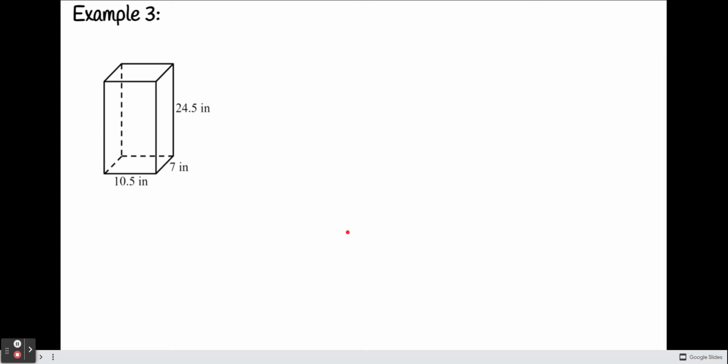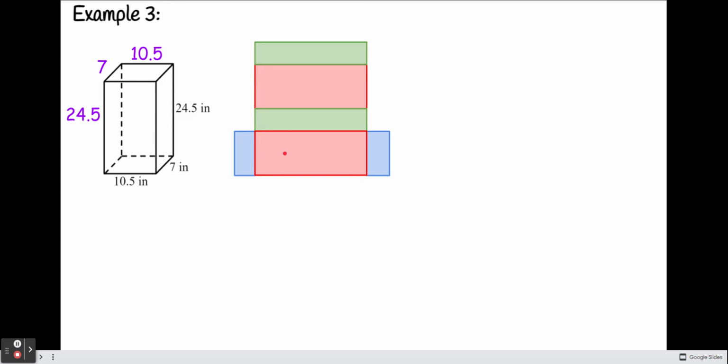Anyhow, let's look at example 3. You can try this one on your own if you'd like. We've got, I'm going to fill in the information I know. This is 24.5, which means so is the other side. Bottom's 10.5, so is the top, and the width is 7, so I'm going to write a 7 over there. Draw my net. All right, let's start off with our bases.